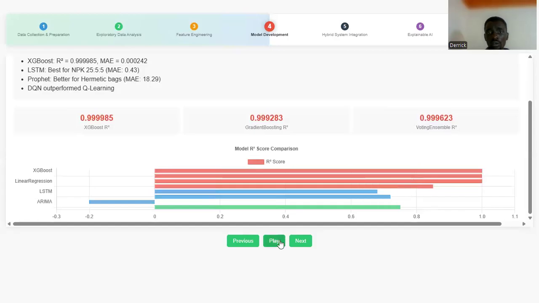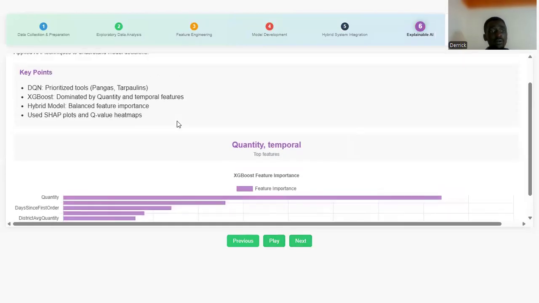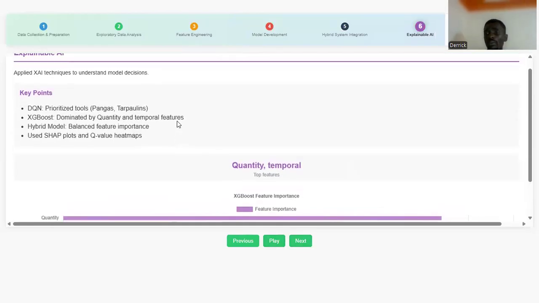Continuing to the hybrid system integration. Our hybrid combined several models, which were the DQN, XGBoost, and other various models, plus the knowledge distillation, which we also did to come up with a hybrid model with a balanced feature importance.